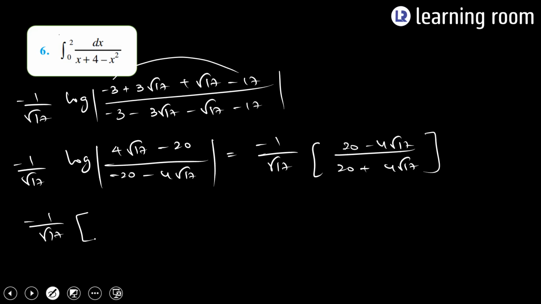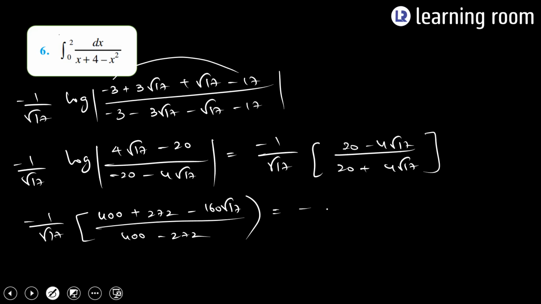Right. So now when you rationalize it, you will get 20 minus 4 root 17, the whole square, which will be 400 plus 16 into 17, minus 160 root 17, the whole divided by 400 minus 272, you know, 128. So minus 1 divided by root 17 into 400 plus 272 is 672 minus 160 root 17 divided by 128.